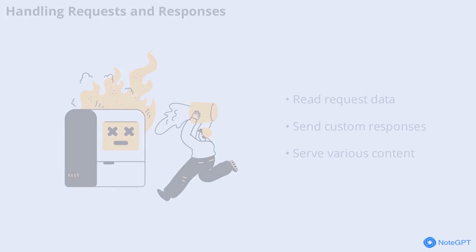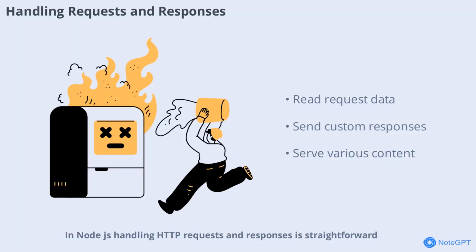Node.js handling HTTP requests and responses is straightforward. When a request comes in, your server can read the URL, headers, and method, then send back a response. You can serve different content based on the request, such as HTML pages, JSON data, or files. This flexibility makes Node.js a great choice for building APIs and web servers.